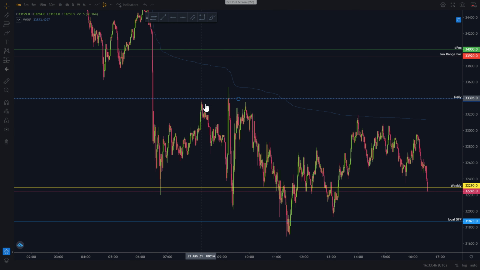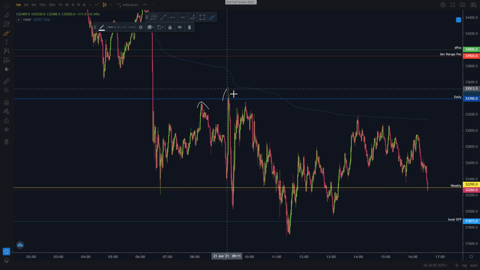Here is the daily that I was showing you at the beginning. Sell at the daily, another sell at the daily, another sell at the daily, very close. Oh, this was showing a small head and shoulders anyway, so very nice.